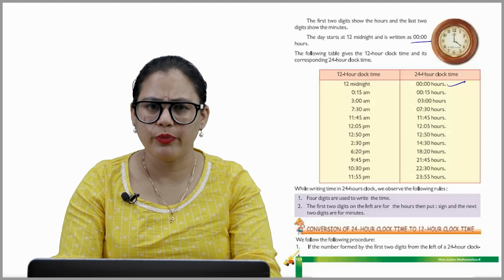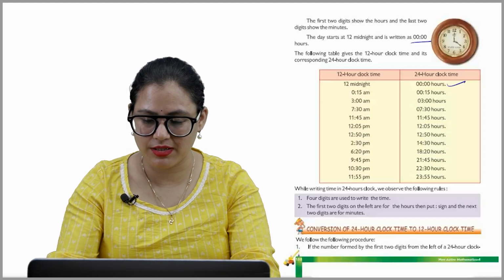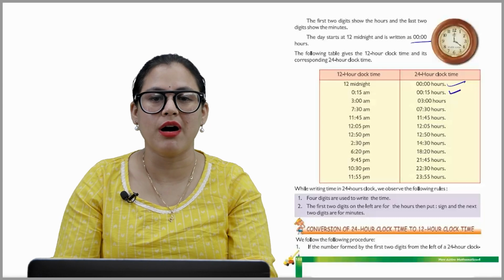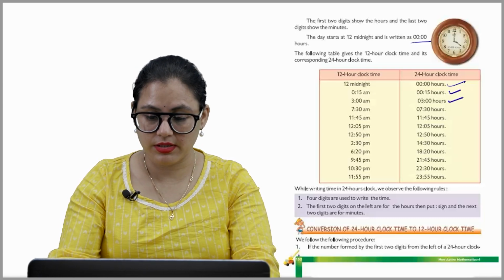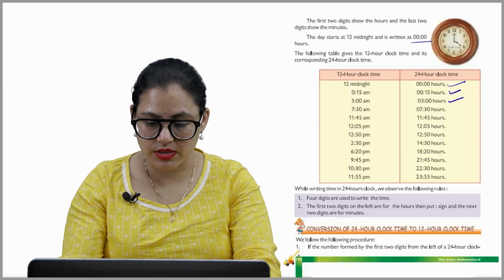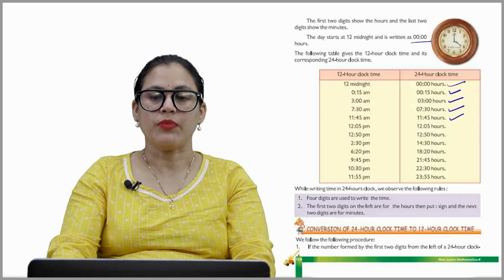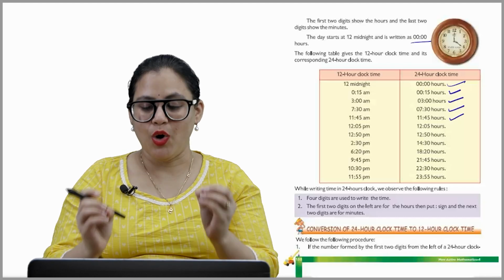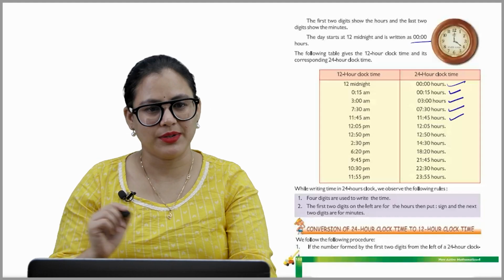12:15 AM is written like this in 24-hour clock time. 3 AM is written like this in 24-hour clock time. Then 7:30 AM is written like this. 11:45 AM is written like this. Means there is no AM or PM in 24-hour clock time. We just write hours.